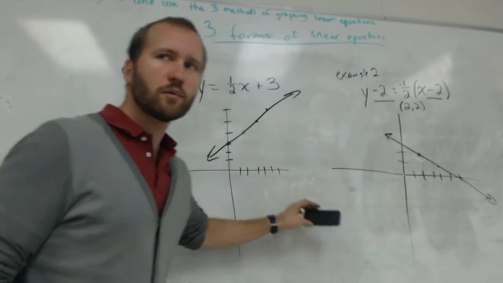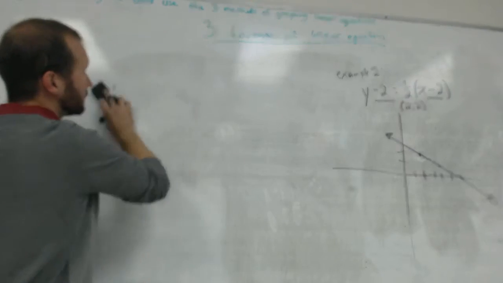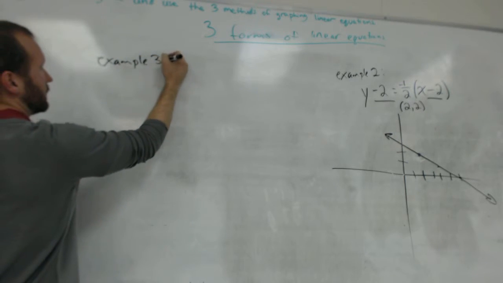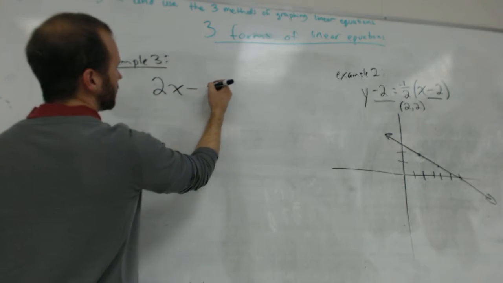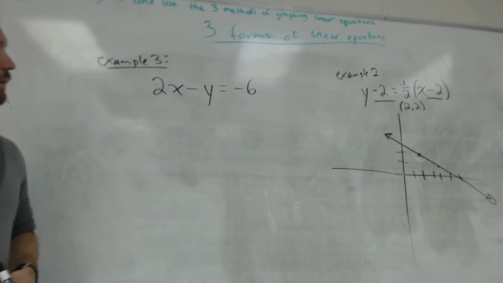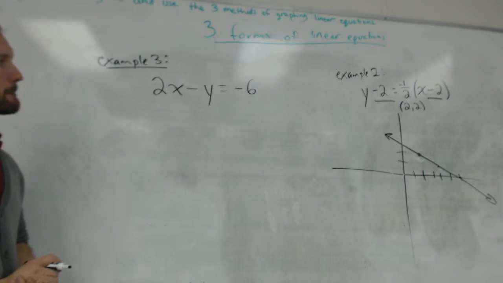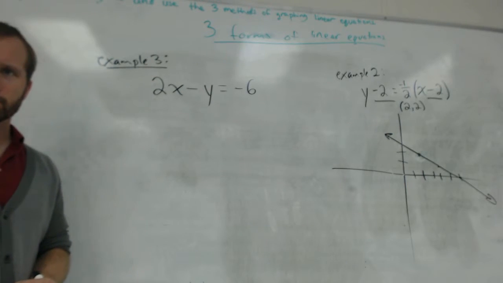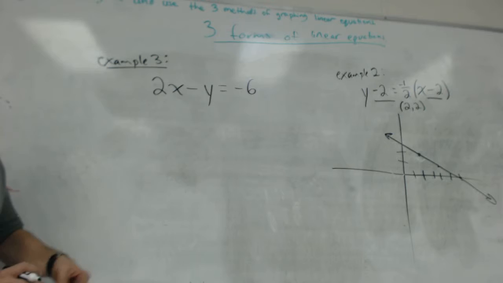Alright, can I erase the first example? Example 3. So let's have something that looks like this. 2x minus y equals -6. What form is this one in, and how do you know? Yeah. It's standard form. And how did you know? Because of the equals. No, okay.